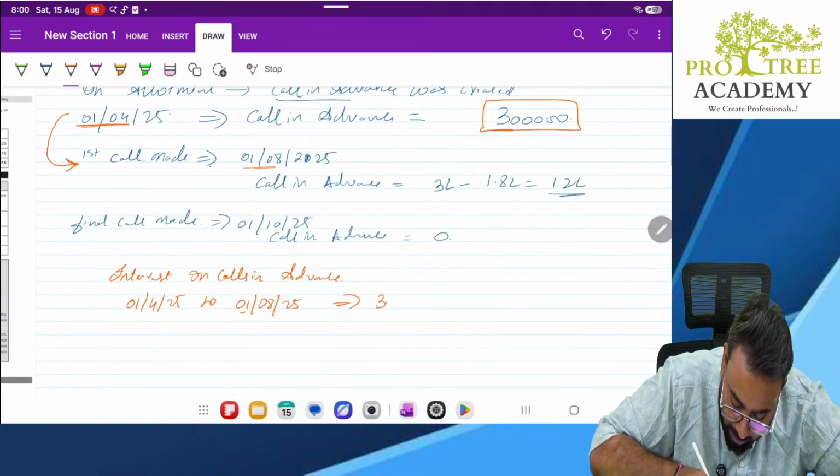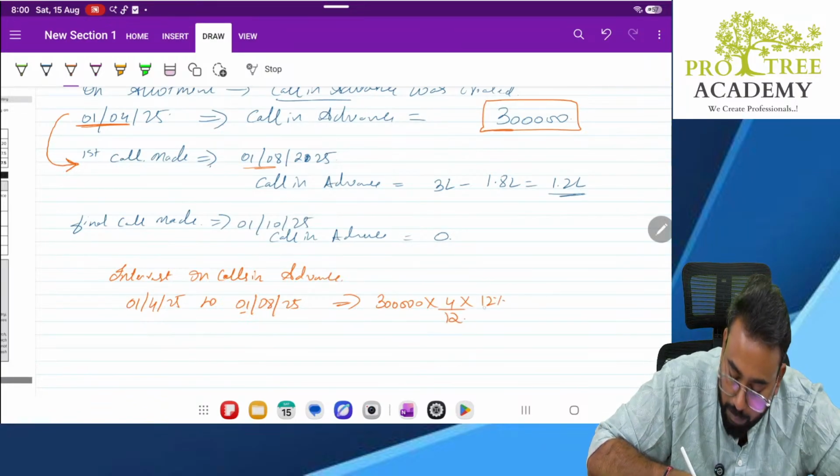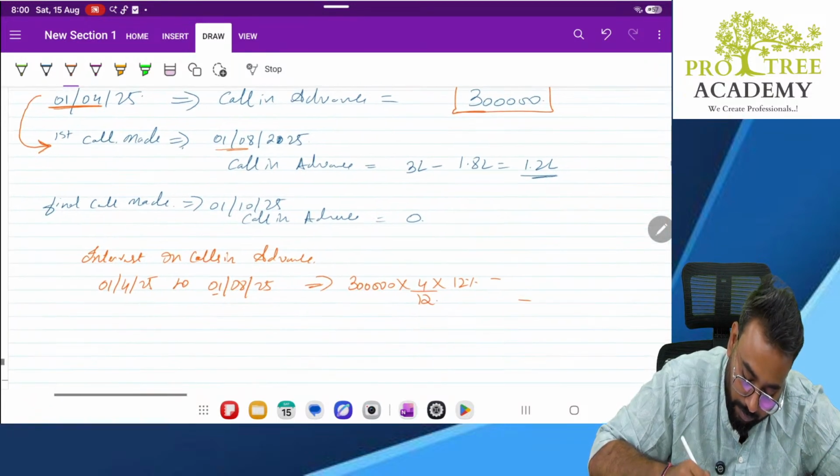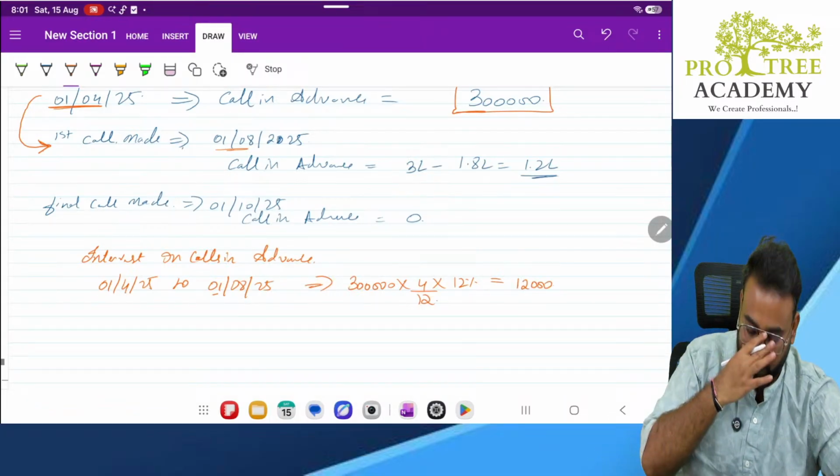So we can calculate 3 lakhs into 4 months into 12% divided by 12. What is this 12? This 12% is for 12 months. How much is for 4 months? That is the interest.